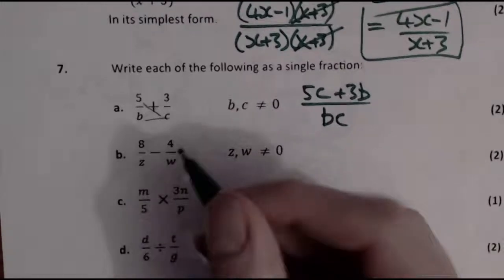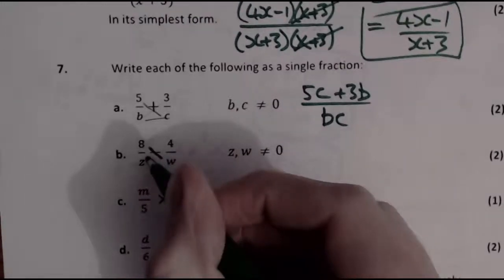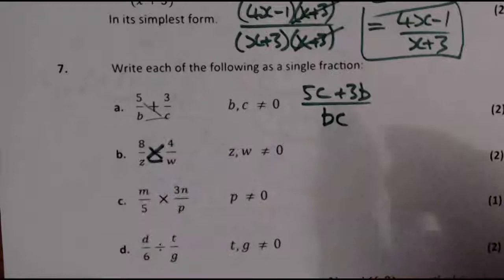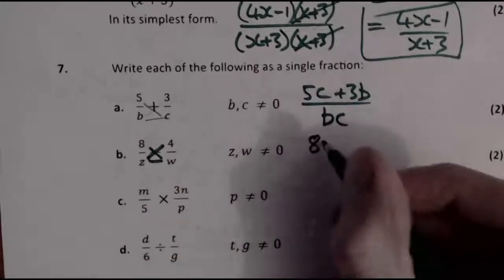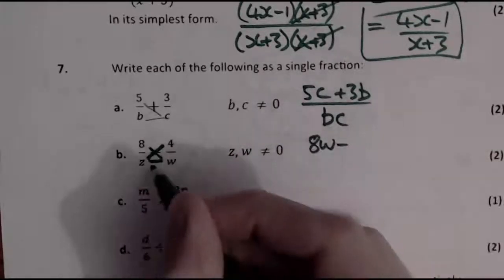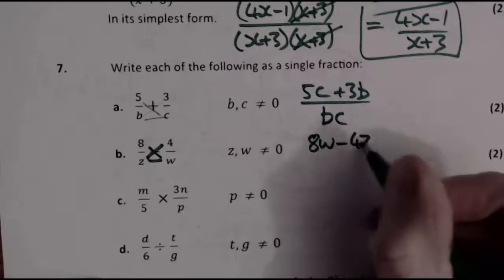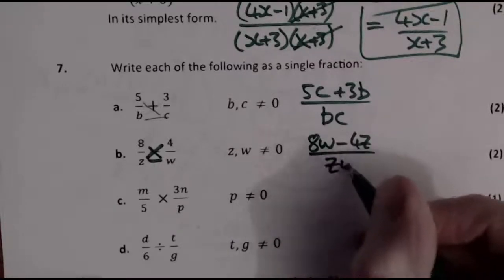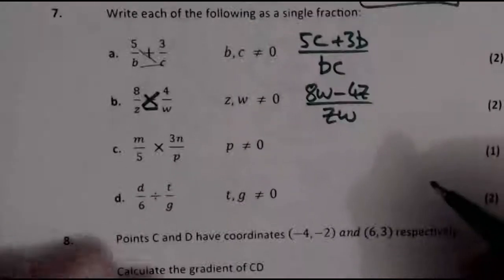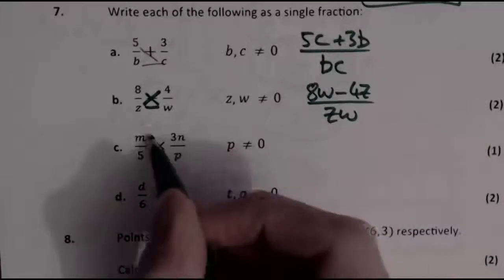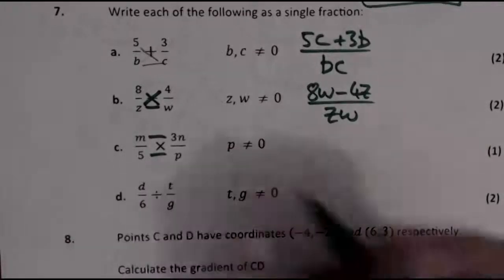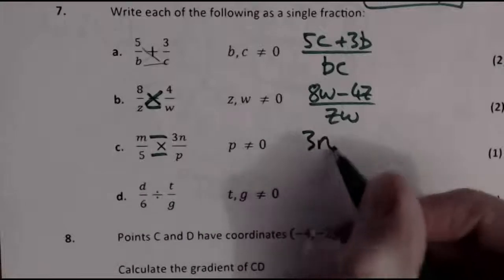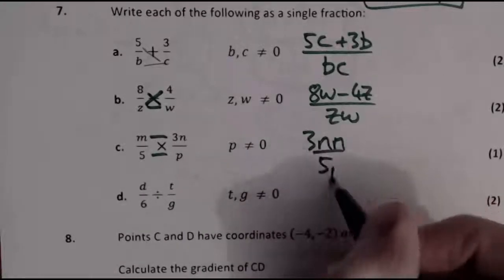And it's the exact same principle. If you're subtracting them, multiply that, multiply that, multiply that. So 8w minus 4z over zw. This one's even easier, just multiply these and multiply these. So we've got 3nm over 5p.